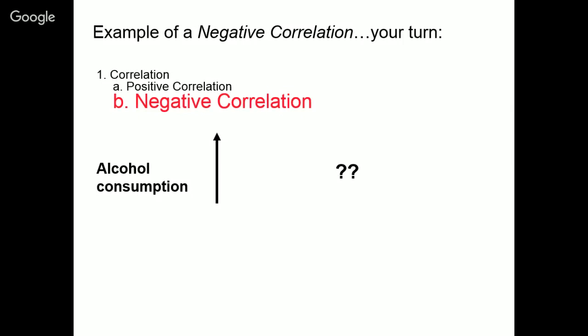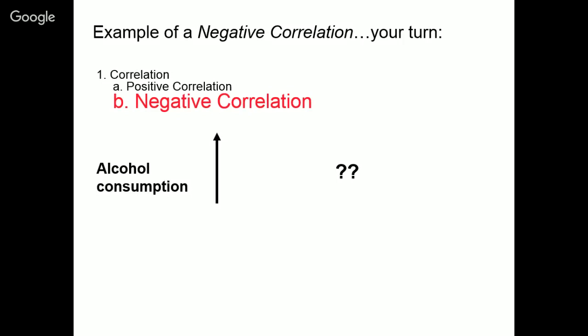And while you're thinking of one, you need to remember, this suggests, because we're saying they're negatively correlated, as alcohol consumption increases, what happens to that other variable? It's going to decrease, right? Because they're negatively correlated. The arrows will go in opposite directions.